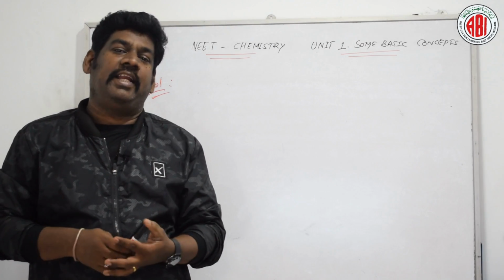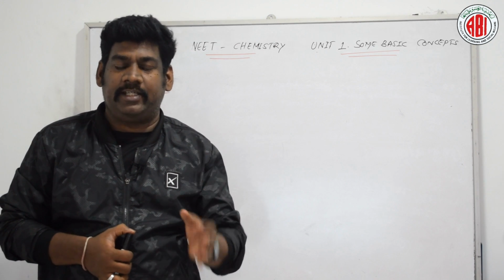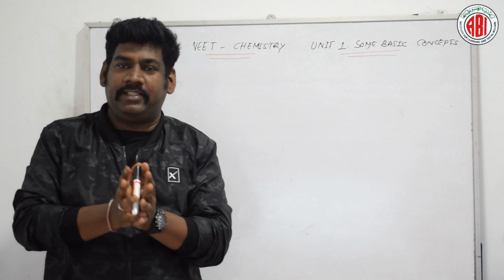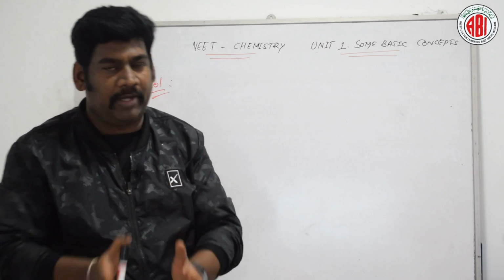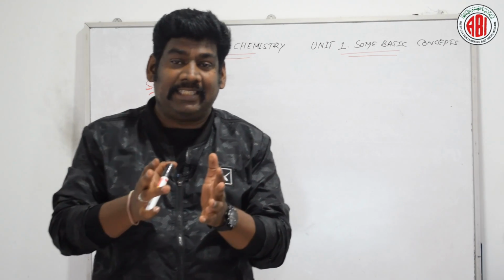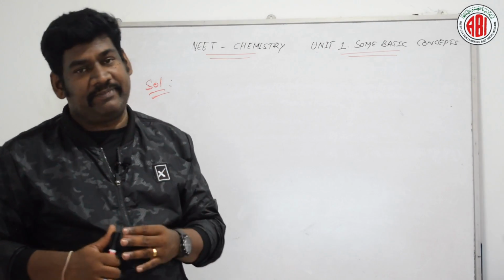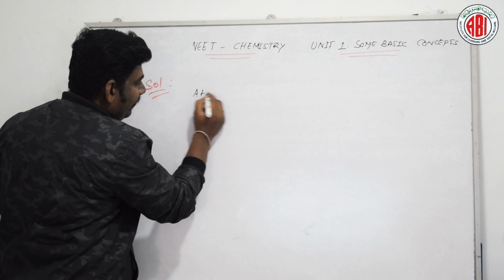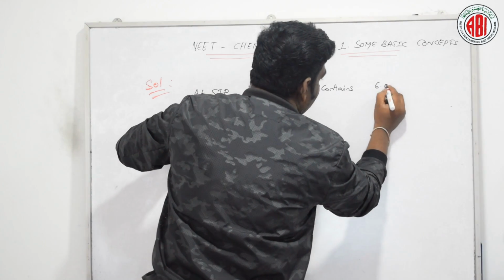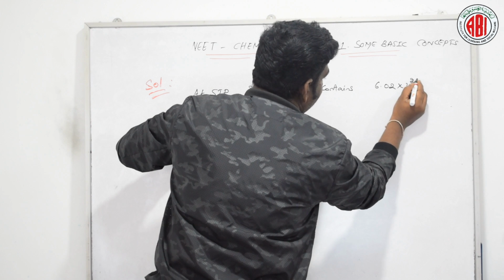As we discussed earlier, at standard temperature and pressure, 22.4 liter of gas always contains 6.023 into 10 to the power of 23 molecules. Therefore, let us find out the molecules present in 8.96 liter of the gas given in the question. At STP, 22.4 liter of gas always contains 6.02 into 10 to the power of 23 molecules.